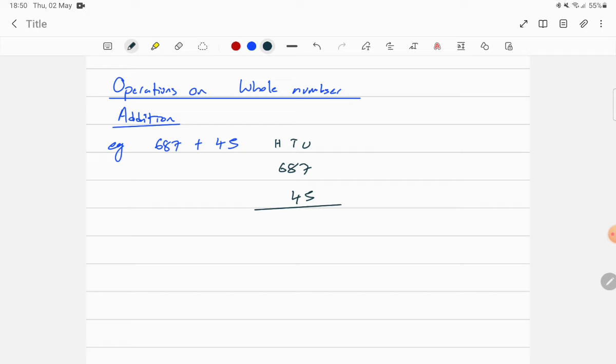So firstly, 7 plus 5, so you start off with the units. 7 plus 5, that's 12. Then carry the 1. 8 plus 4 plus 1, so that would be 13. So 3, carry the 1, and then it would just be 6 plus 1, which is 7. And that is how you get your answer of 732. So as you can see here, each time something exceeded 10, that additional extra 1 was carried over into the next column. So that is what we would do with addition.